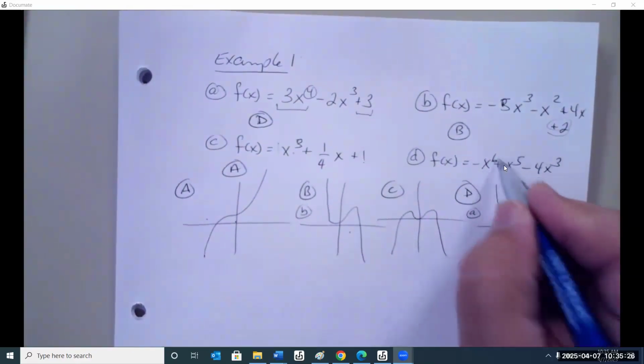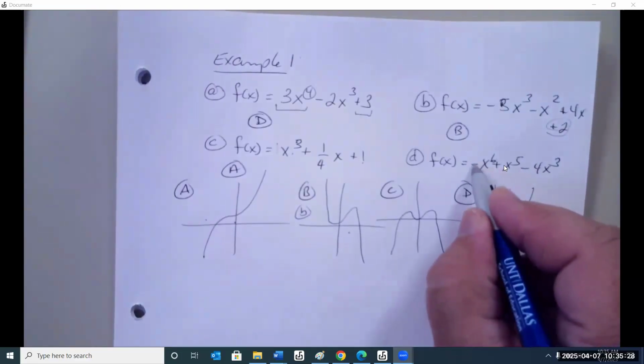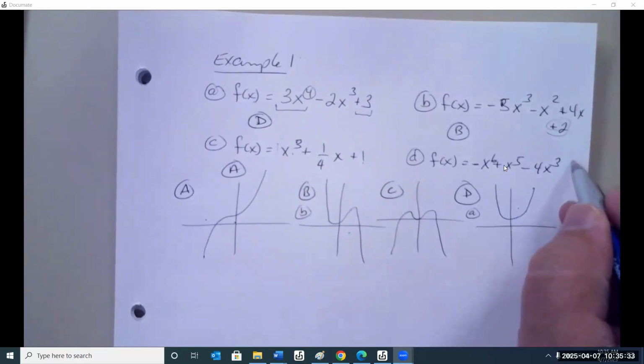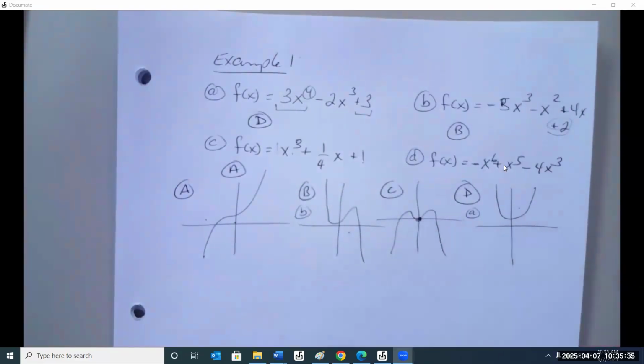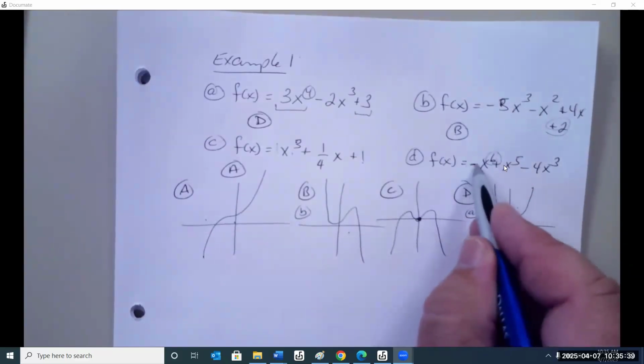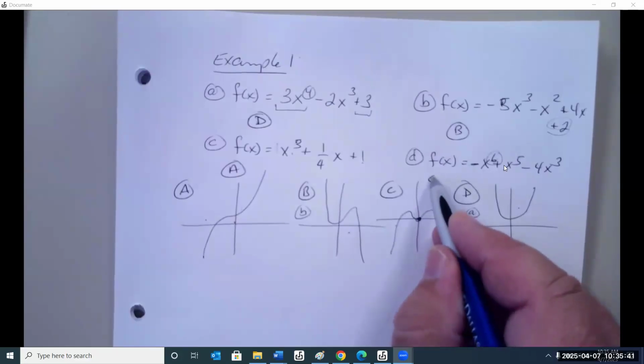And this one is x to the 6, negative x to the 6. The y-intercept is 0. It's even, so it goes same direction. It goes down, so this one has to be C.